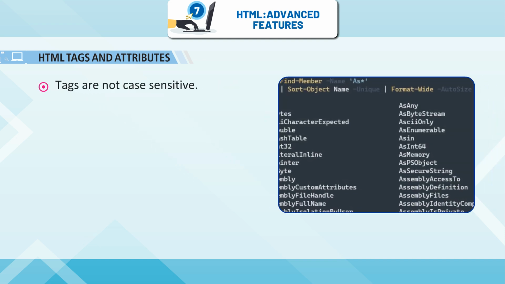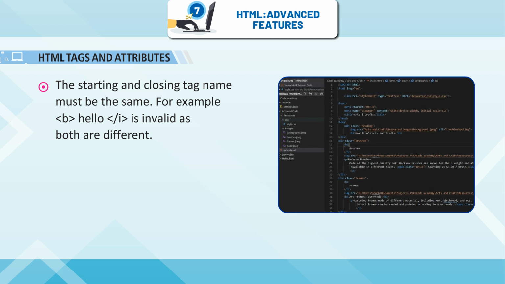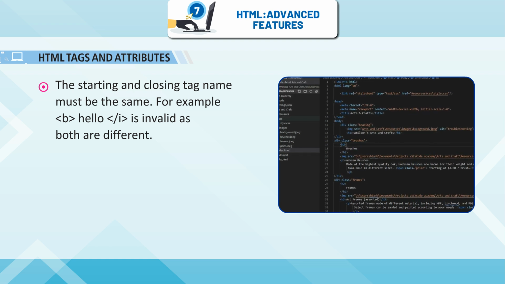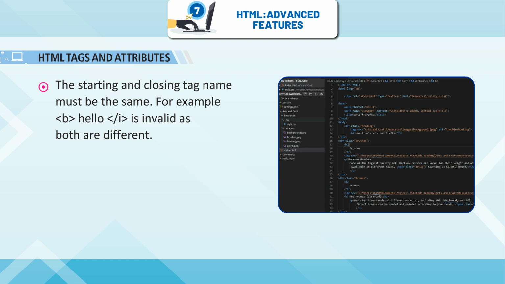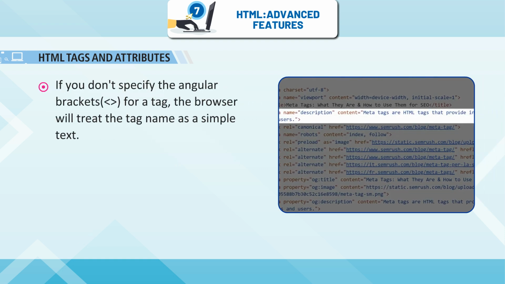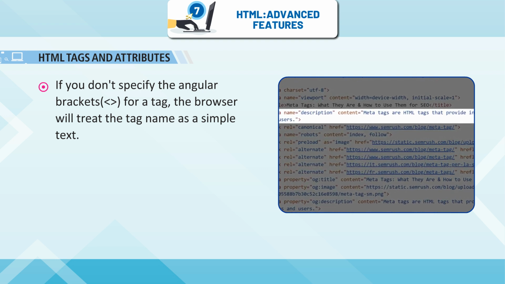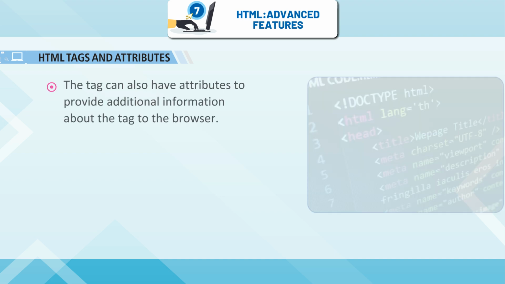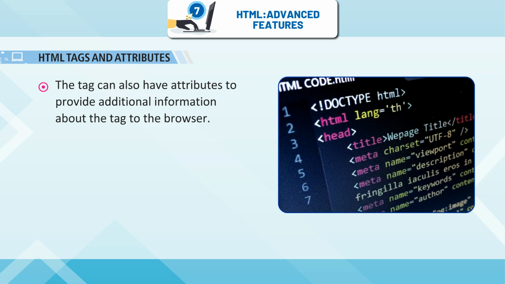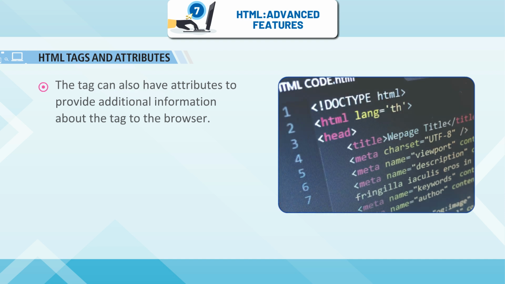Tags are not case sensitive. The starting and closing tag name must be the same. For example, B tag, hello, close I tag is invalid as both are different. If you don't specify the angular brackets for a tag, the browser will treat the tag name as simple text. The tag can also have attributes to provide additional information about the tag to the browser.